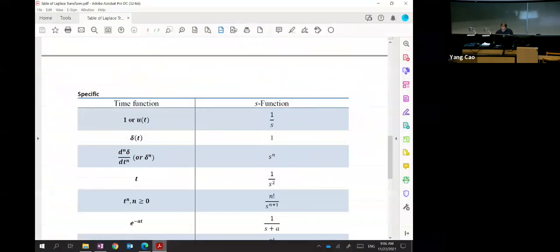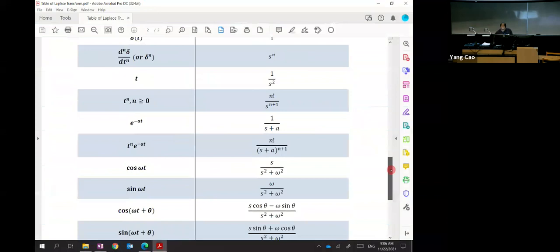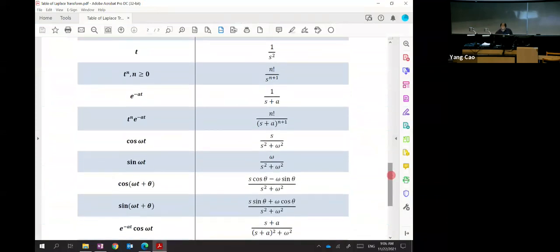So I think in this table you actually have an example. For example, you can see this one here. t to the power of n, its Laplace transform is n factorial over s to the power of n plus 1. Then if you multiply t to the power of n with e to the power negative at, all you need to do is replace the s with s plus a. That's basically the property that we have just demonstrated.